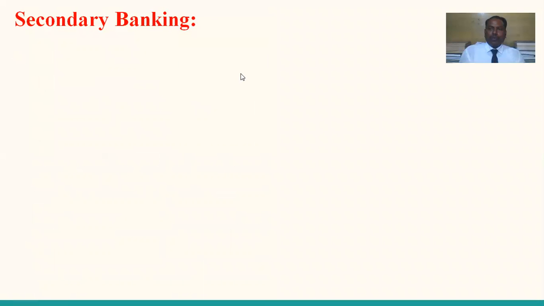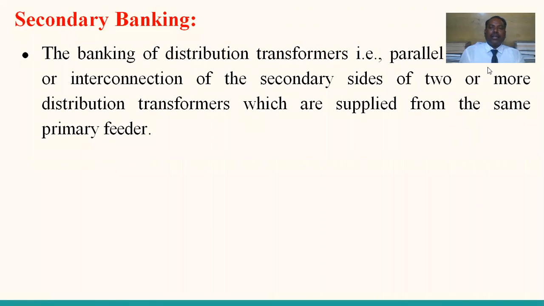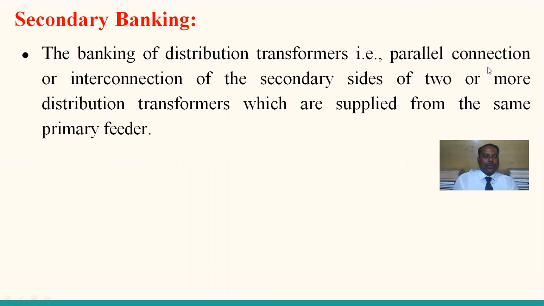So one more important thing on behalf of the design consideration of the secondary system is the secondary banking. Banking, this term was already discussed earlier. Banking in the sense 2 or 3 transformers are connected in parallel to serve more power. The banking of distribution transformers is the parallel connection or interconnection of the secondary sides of 2 or more distribution transformers which are supplied from the same primary feeder.